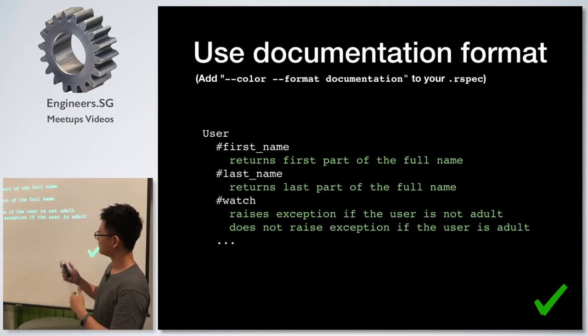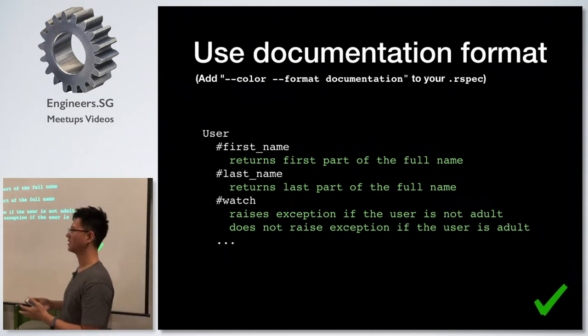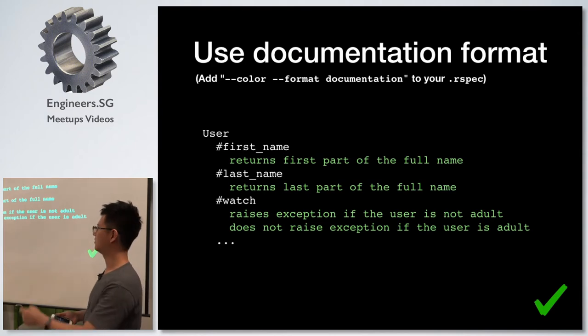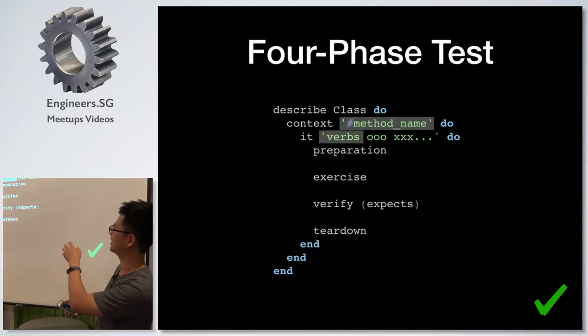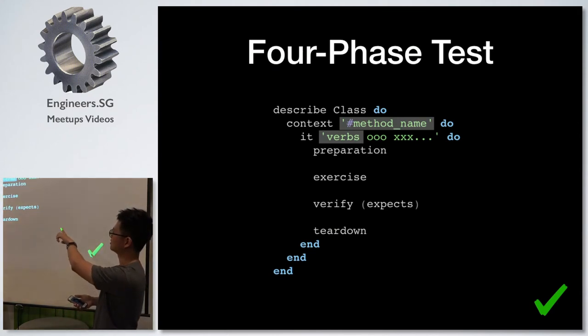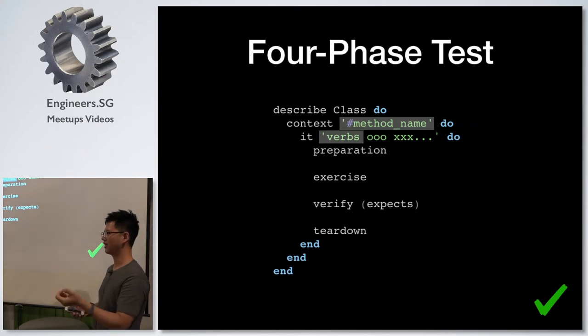And then, I will recommend you to enable the documentation format so that when you run the RSpec, it will generate a nicely formatted result. And also notice, let's go back to the previous one. So you see, the context and the it, they are actually a template. So your first level of context should be the method you are testing. Or if it's a controller, then it's the endpoint, which is post something or get something.